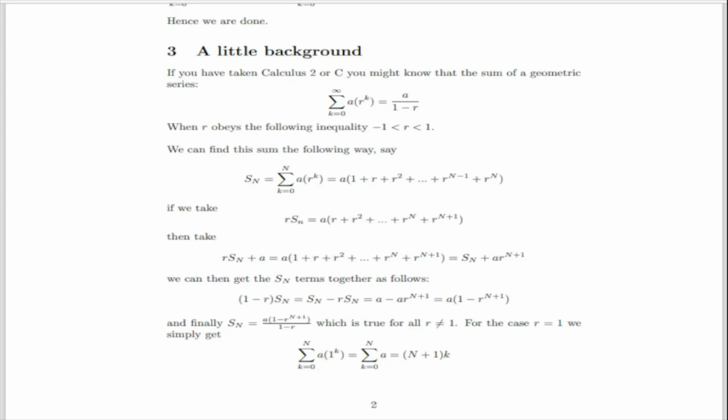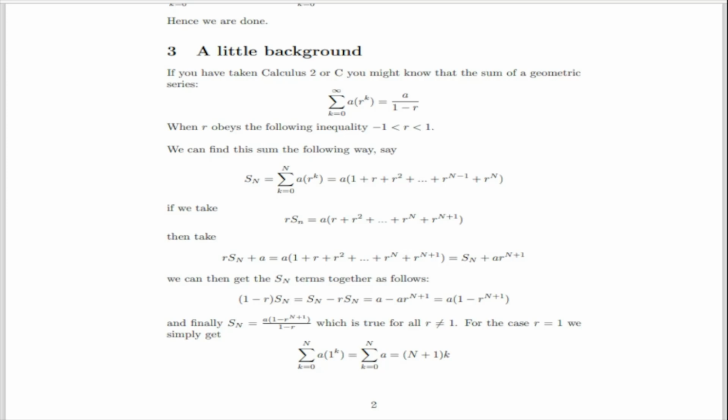Say that the nth partial sum, s sub n, equals the sum from k equals 0 to k equals n of a times r to the k. That gives us the following, just based on taking each term and adding it together. If we take r times that, we actually get a times everything shifted up by an r, right? So instead of 1, it's r. Instead of r, it's r squared. All the way up until, instead of r to the n, it's r to the n plus 1, right?